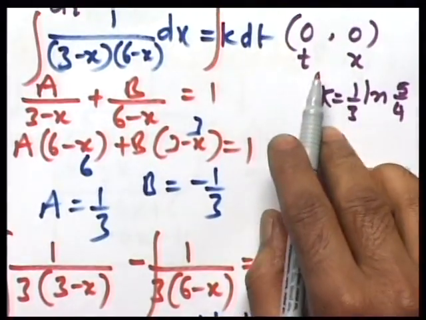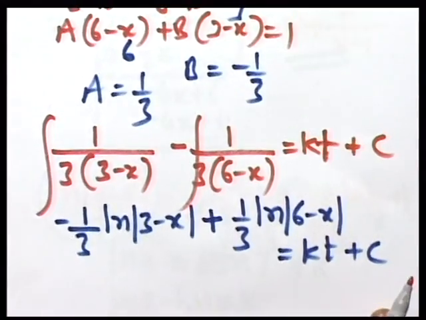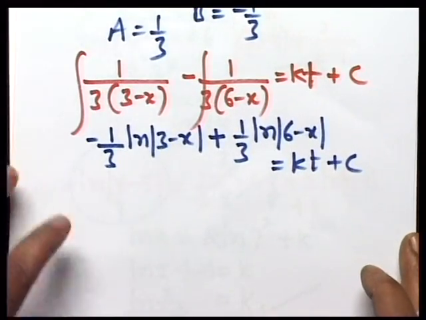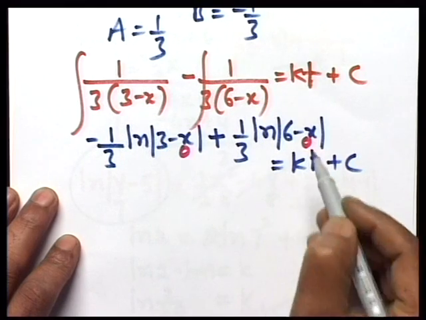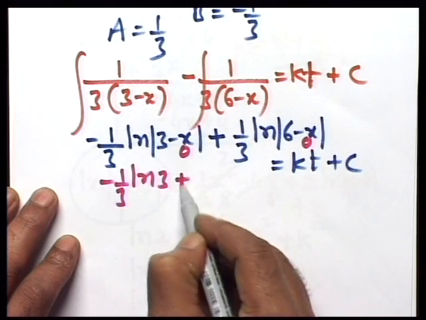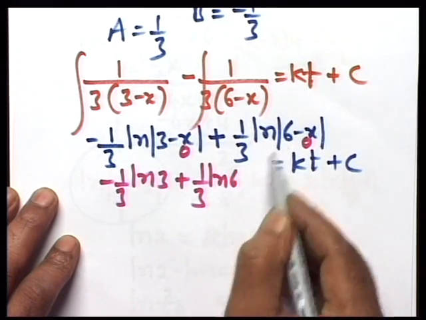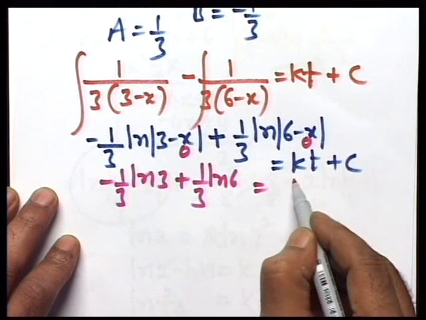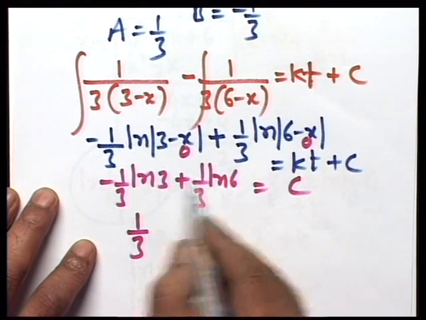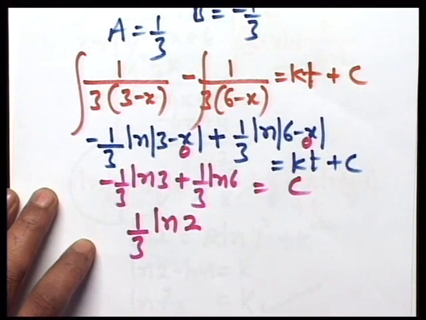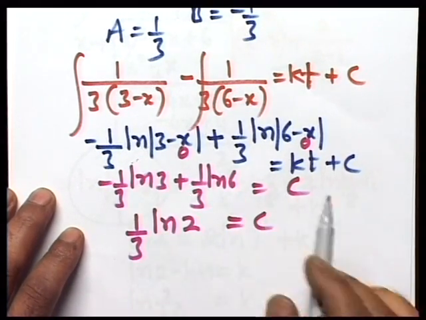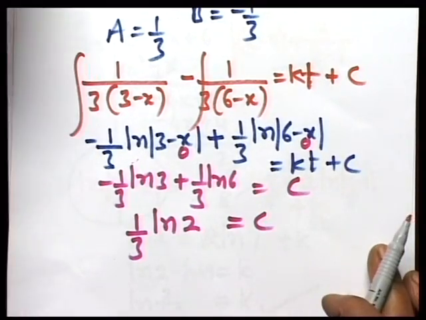T is 0 and x is 0, that's what we know. So let's substitute them into the last equation there. Both are 0, 0, so that's 0, that's 0. So it's minus 1/3 natural log 3 plus 1/3 ln 6, right, equals, t is 0, that's c. So if you take 1/3 common, that should be ln 6 minus ln 3, so you get ln 2. That's what we have. That's the value of c. So we substitute back into that. We can actually simplify that a little bit more. I will do that here.